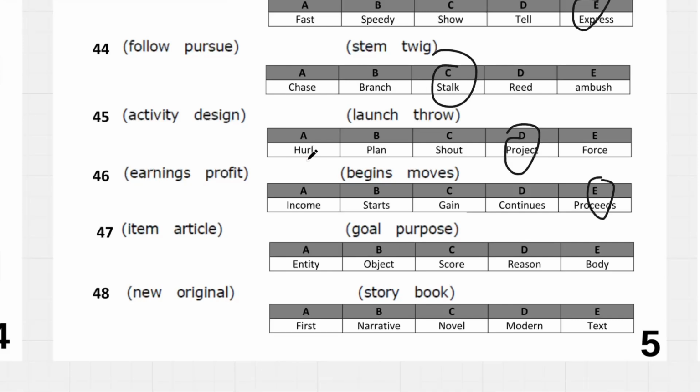47, we get item, article, goal, purpose is going to be object. And then, or object, no, just object, and the object of the game is. 48, new original story and book. If something's new, it's quite novel. You can also have a long storybook, also known as a novel.